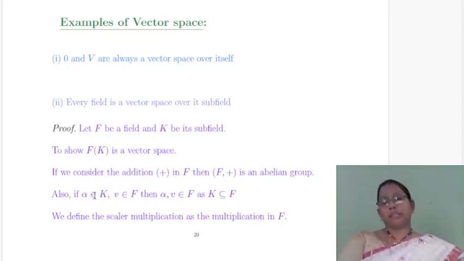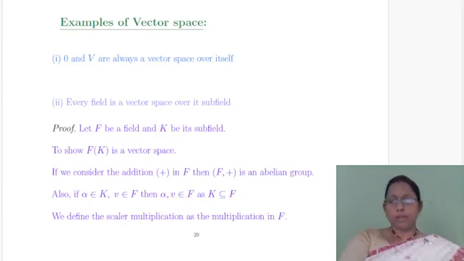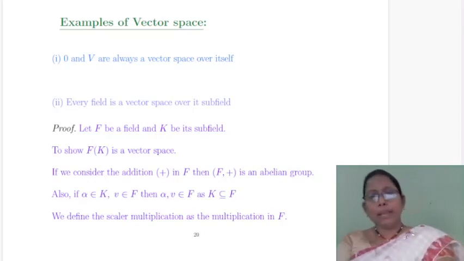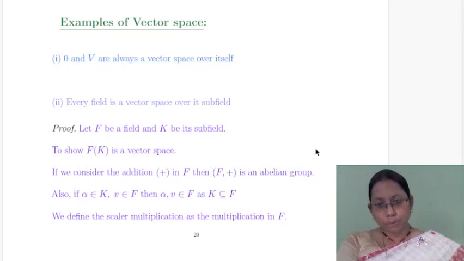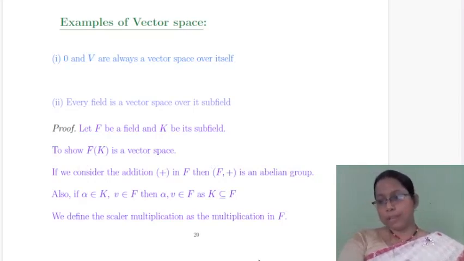Okay. Next, I consider alpha in K, where K is a subfield of F, and v is in the field F. As K is a subfield of F, this alpha belongs to K, and K is a subfield of F, so alpha finally belongs to F. Then since elements of F are closed under multiplication, alpha v belongs to F. So F is closed under scalar multiplications. F plus is my additive abelian group, and F is closed under scalar multiplications.